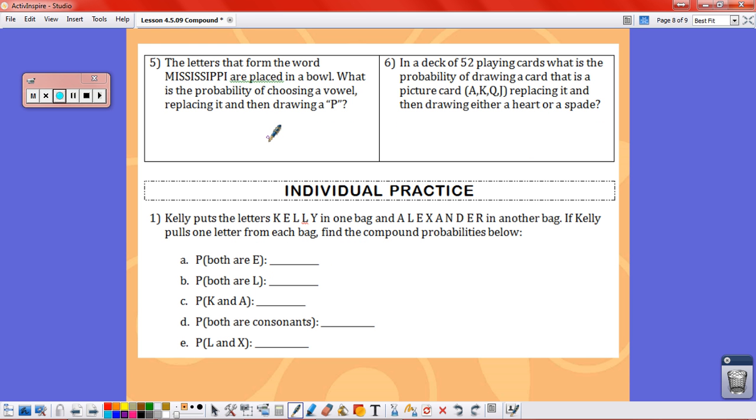And finally, the letters that form the word Mississippi are placed in a bowl. What is the probability of choosing a vowel, replacing it, and then drawing a P? Okay, so there's 1, 2, 3, 4, 5, 6, 7, 8, 9, 10, 11 letters. So we're going to have 11 on the bottom of both of our fractions. There are 1, 2, 3, 4 vowels, and there are 2 P's. And we multiply, and we get 4 times 2 is 8, and 11 times 11 is 121.